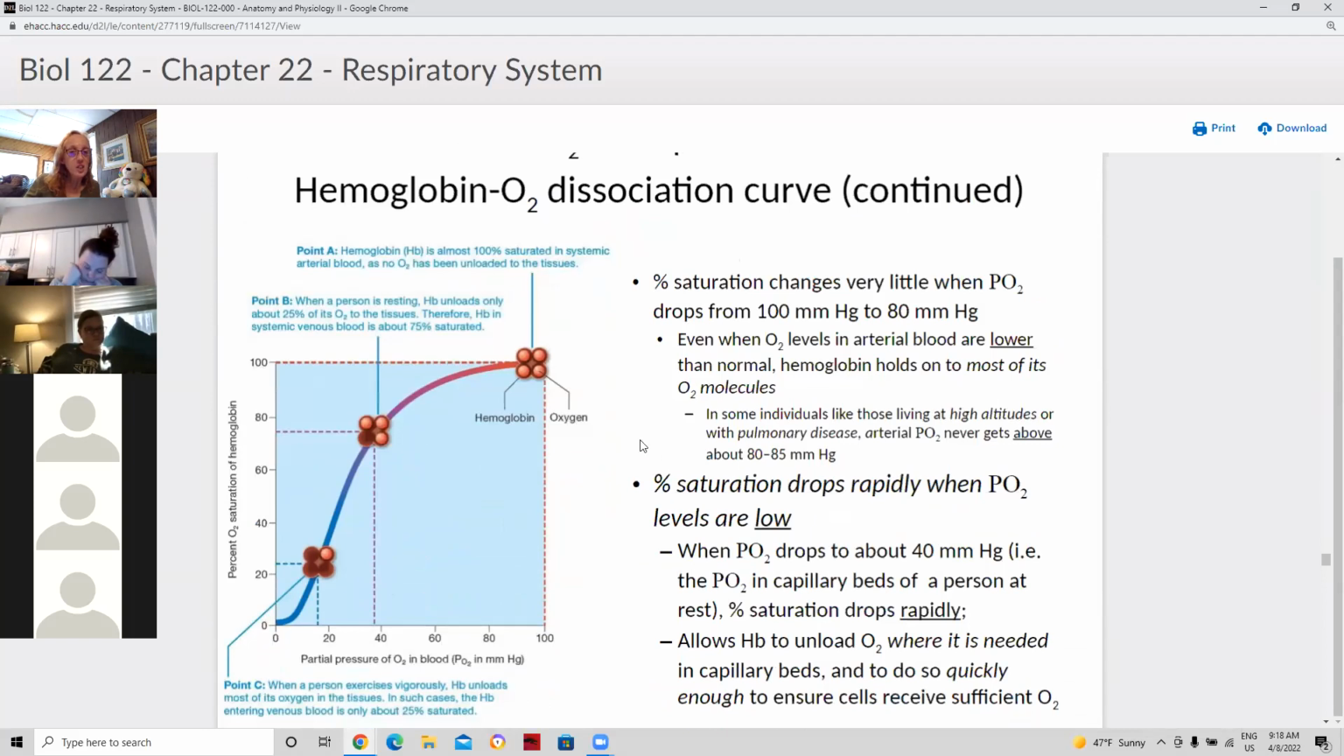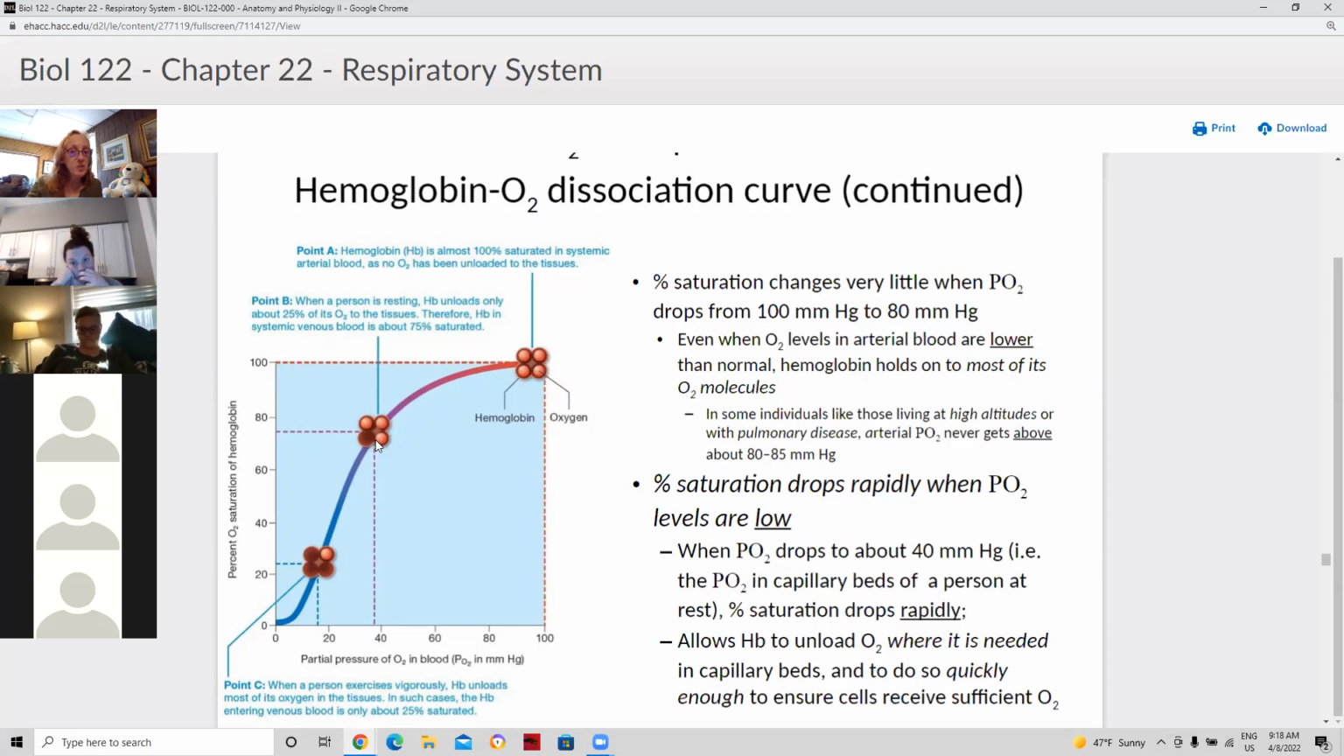So at very high levels, with the partial pressure of oxygen being really high, the percent saturation is going to change very little when the pressure drops from 100 millimeters of mercury to 80 millimeters of mercury. Even when the oxygen levels in the arterial blood are much lower than normal, hemoglobin will hold on to most of the oxygen molecules.